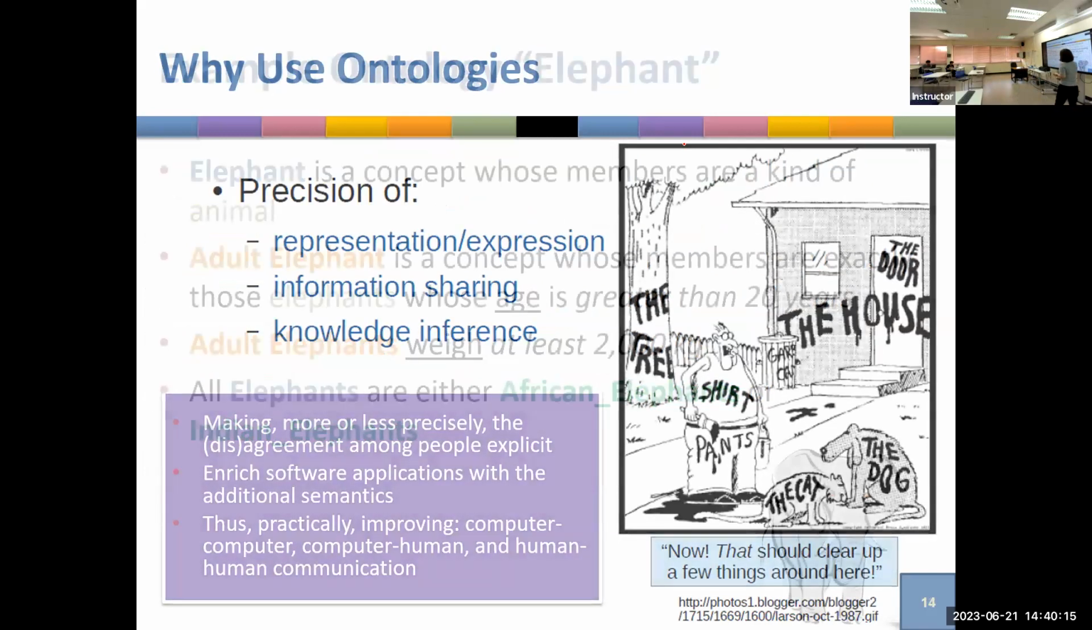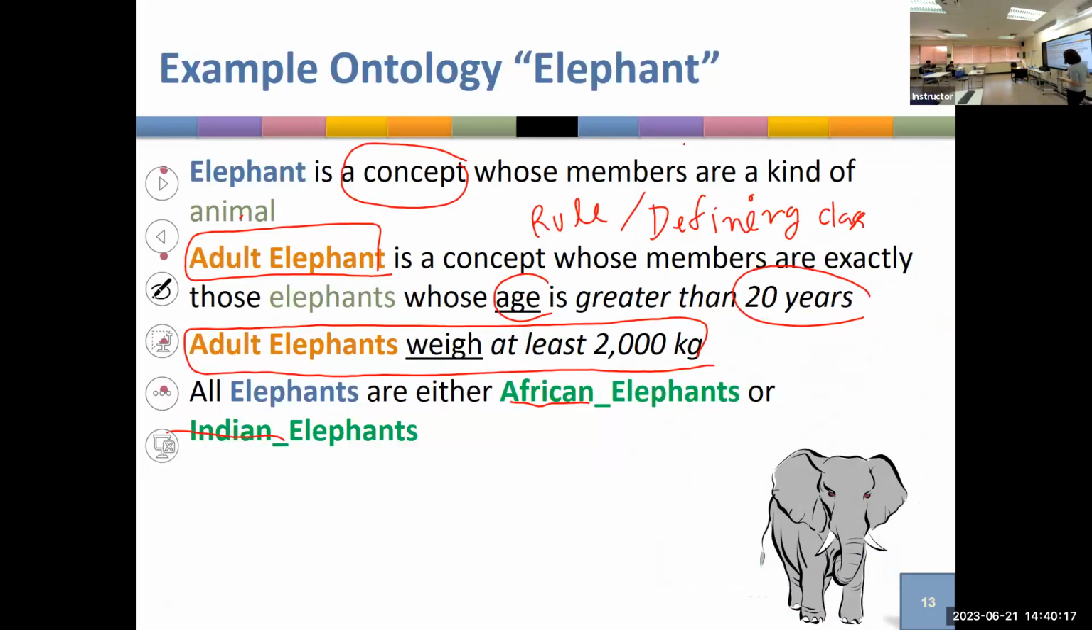Anyway, so these are examples of classes, subclasses, concept, hierarchy that we can define. So what does it mean? It means here that, okay.